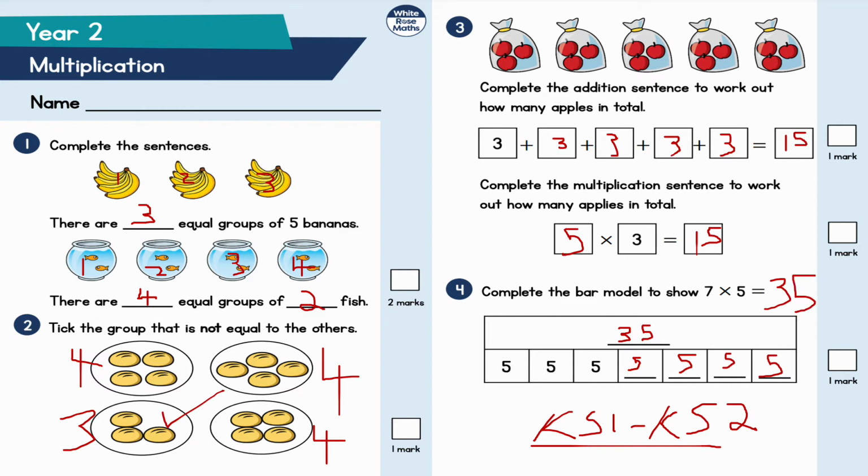5 plus 5 plus 5 plus 5 plus 5 plus 5 plus 5 is the same as saying 5 times 7 or 7 times 5. They mean the same thing. And here for question 3, I could have also said 3 times 5. If I'm multiplying numbers, there's something called commutative, so it doesn't matter which way around I write it, provided that the signs stay consistent, they give me the same answer.